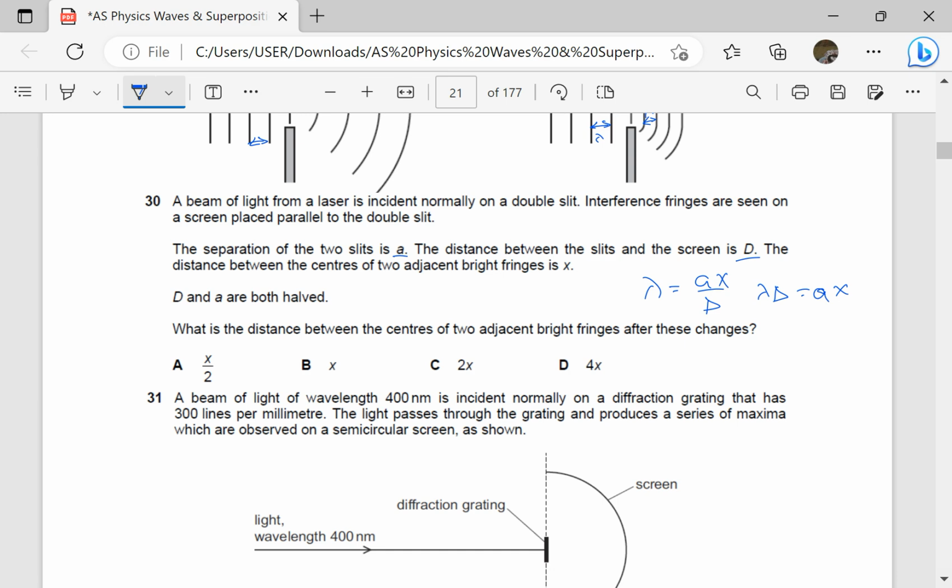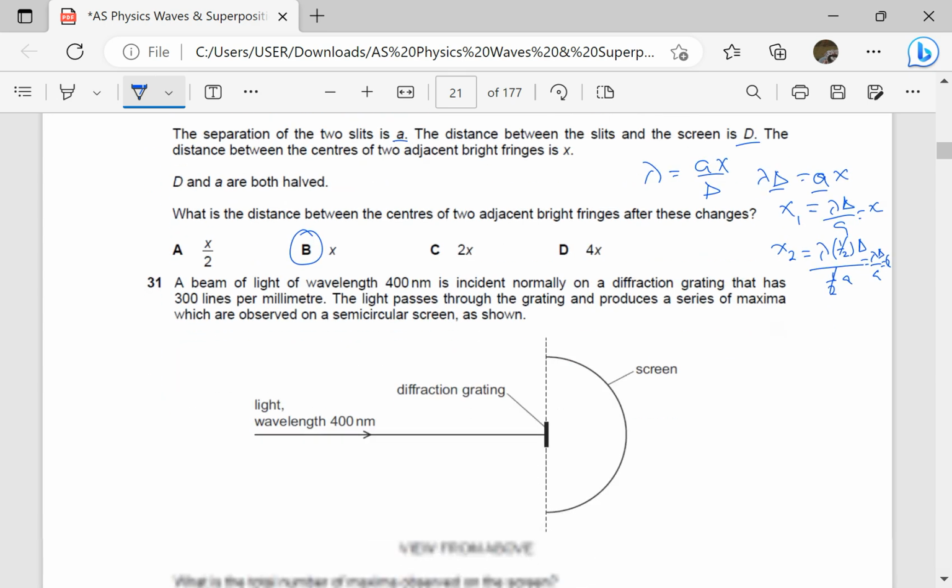Let the first value of x be equal to lambda times D over a. Let this be x1. Then the second value of x is going to be lambda, D is halved so we have a half of D, and a is halved so we have a half of a. So the half still cancels, and this takes us back to lambda D over a, which is the same as x. So the distance remains x. It is the same, because D is directly proportional to a. When D is halved and a is also halved, there is no change in x.